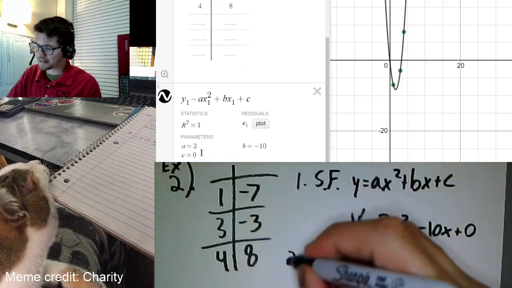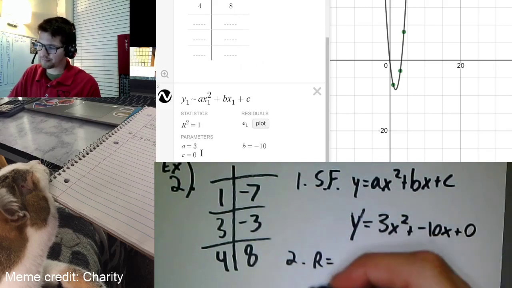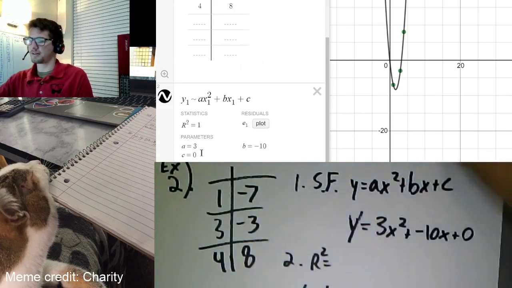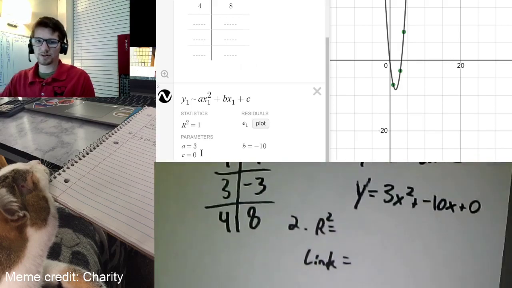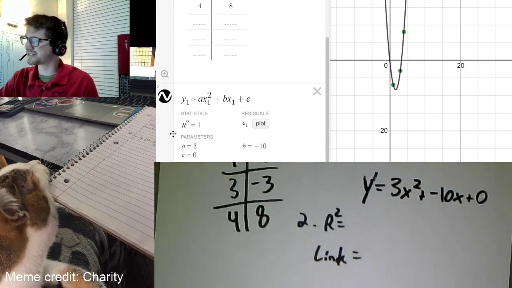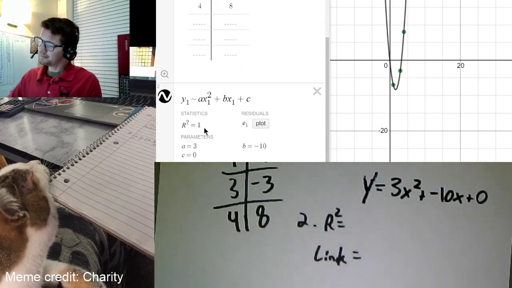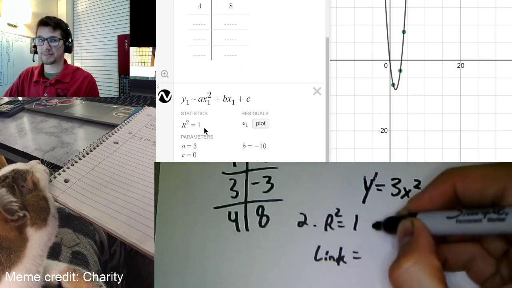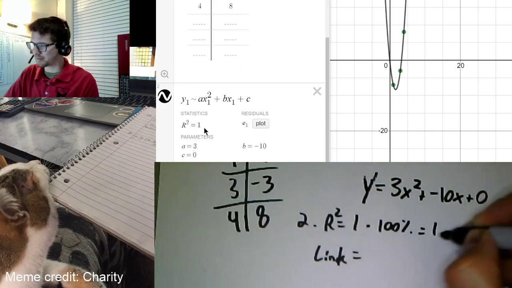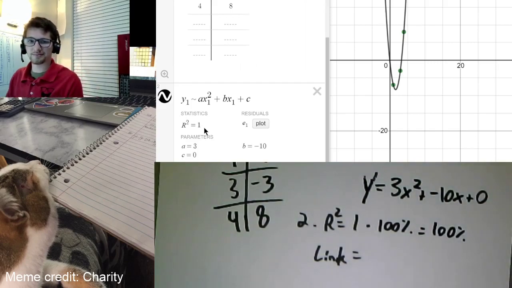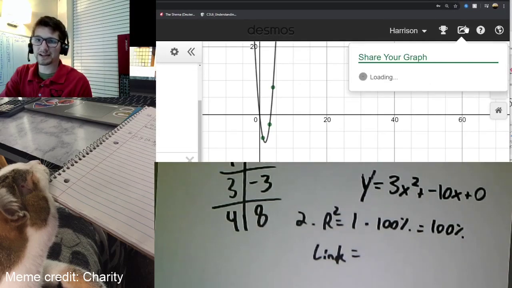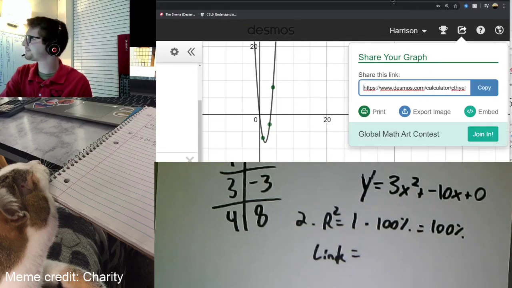So the second thing I need to find is r squared equals, and my link. To find r squared, once again, I just look on Desmos, it's right there. It's 1. So I have 1. Can't stop there, got to multiply it by 100%. That gives me 100%. My link, I go up to the top, I copy the link, and I paste it in.